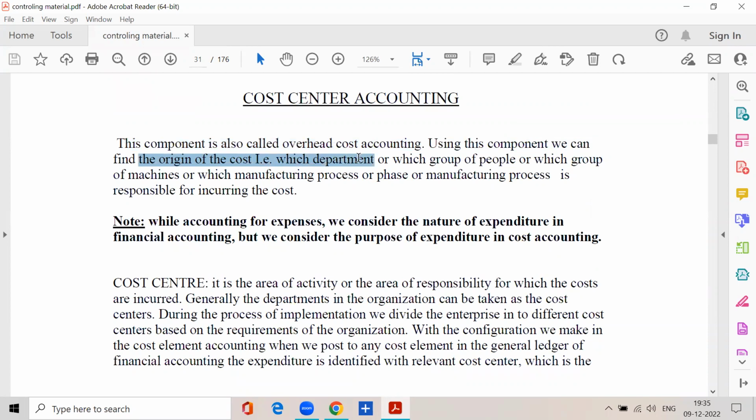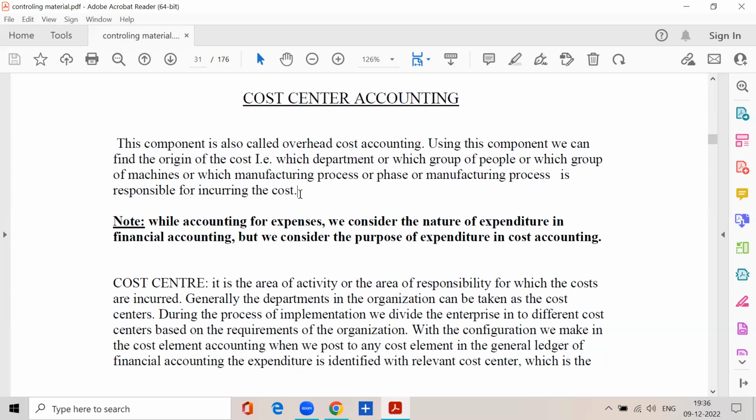That is, which department or which group of people or which group of machines or which manufacturing process or phase of manufacturing process is responsible for incurring the cost. Here, the main purpose of the controlling is to provide the information to the management for the performance analysis and also wherever it is possible to control the cost.